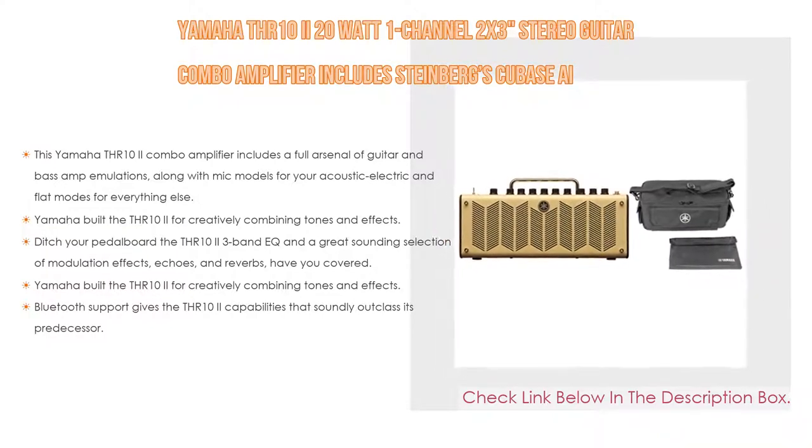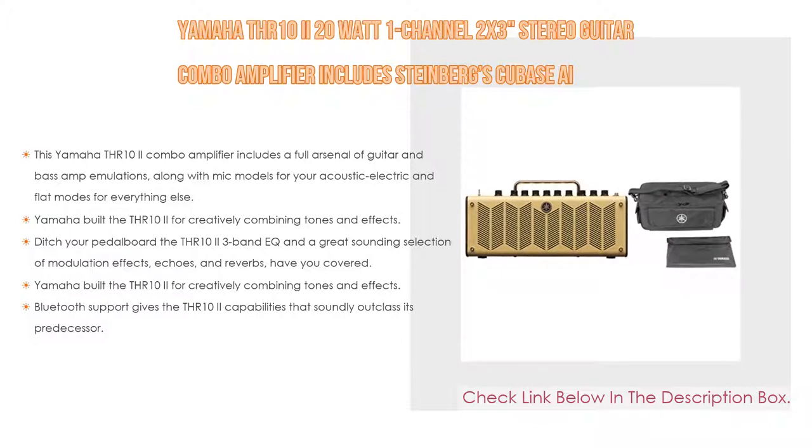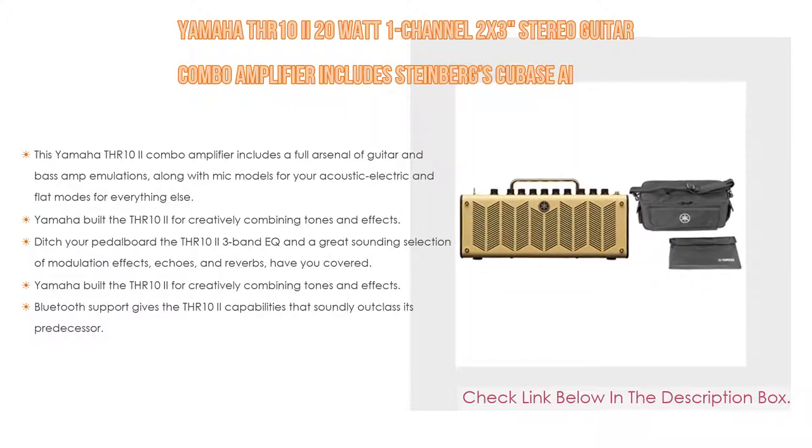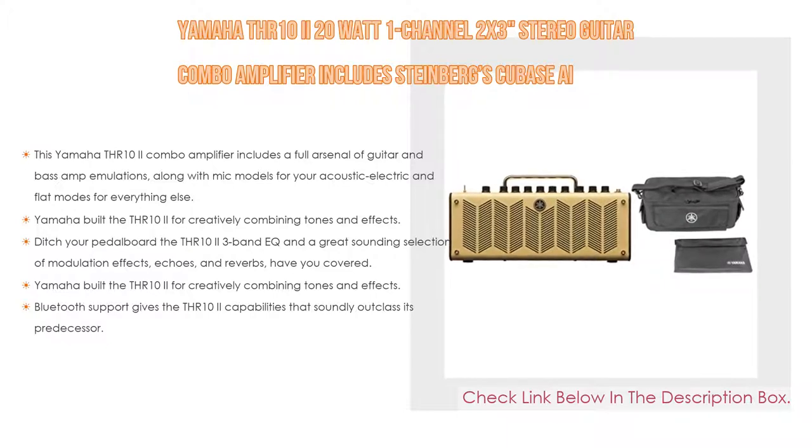And Bluetooth support gives the THR10 2 capabilities that soundly outclass its predecessor. Fire up your preferred streaming service on a smart device and jam along with your favorite tunes. Take a deep dive into the THR10 2's amp models wirelessly via Yamaha's THR remote app, and create your own custom presets. You can also access the THR10S compressor and noise gate for more tone tweaking possibilities.